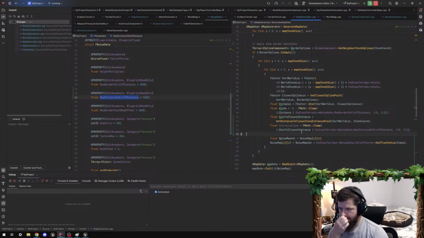Yeah, do that there. And so what is this going to give me? If I take the distance to the closest entrance and I clamp it from 0 to 1. So this distance is going to be like 5,000, and so if we are 5,000 away, it's going to give me 1. Is that what I want? If I'm 10,000 away, it's going to give me 2, which will be clamped down to 1.